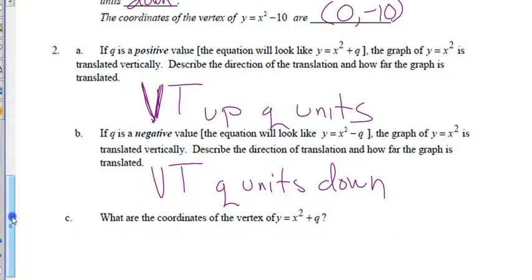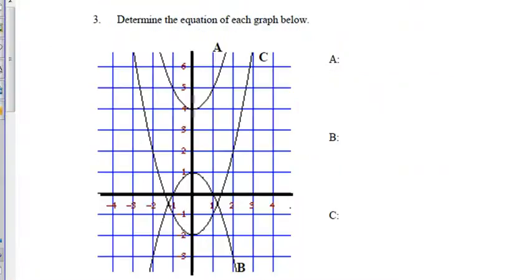What are the coordinates of the vertex of y equals x squared plus q? 0, q. Okay, 0, q. So in this case, it does what it says it's going to do. You say plus 5, it goes up. You say minus 10, it goes down. Unlike a horizontal translation where things are backwards. You say plus, plus to me should be to the right, it's to the left.